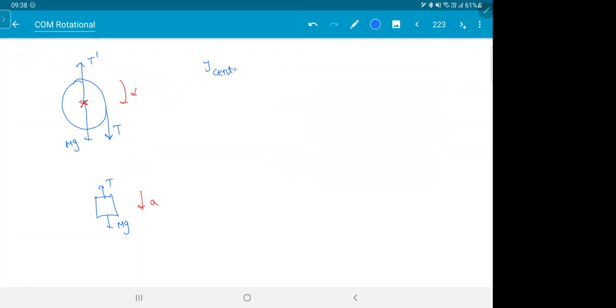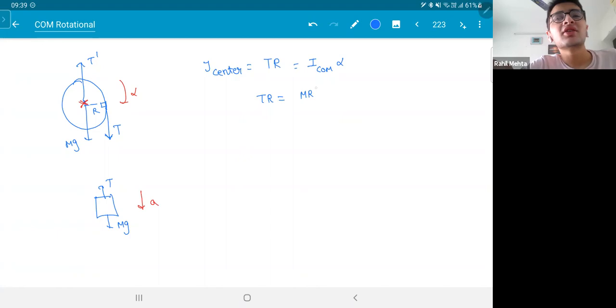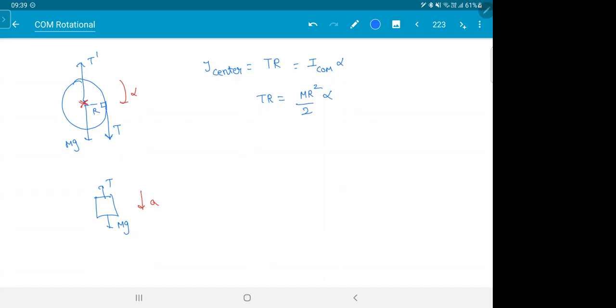If we take torque about the center, T dash's torque is 0, mg's torque is 0. So we'll stop writing such things which are 0. That will be T into R, only this tension's torque, because this is the perpendicular distance. That is equal to I about the center of mass into alpha. So TR equals I alpha. What is the solid cylinder's moment of inertia? Anyone? Solid cylinder is mr square by 2. And here the equation would be T minus mg is ma.